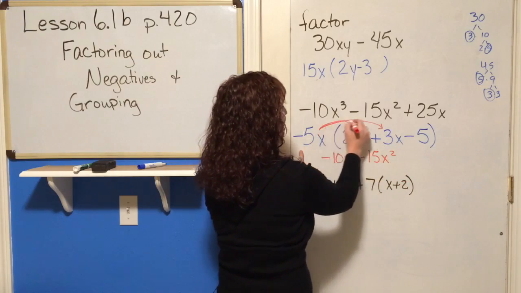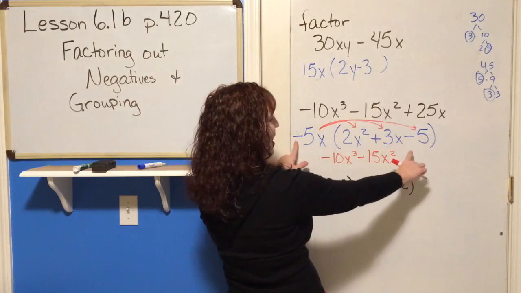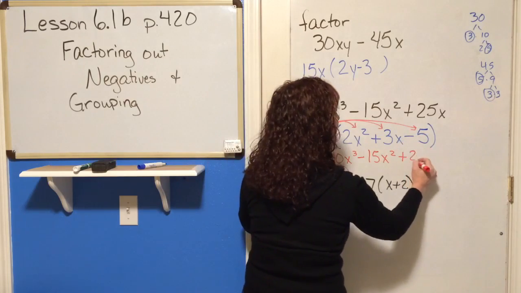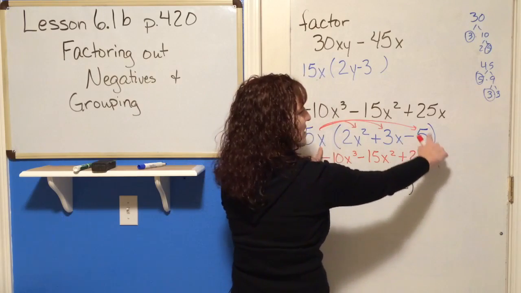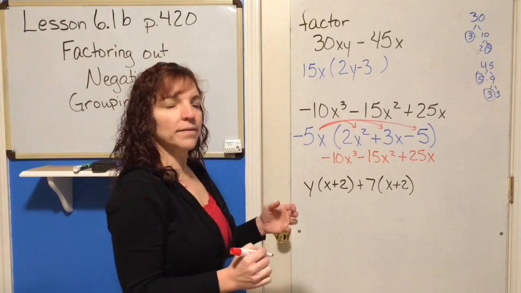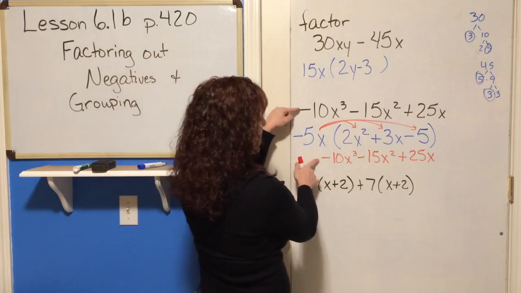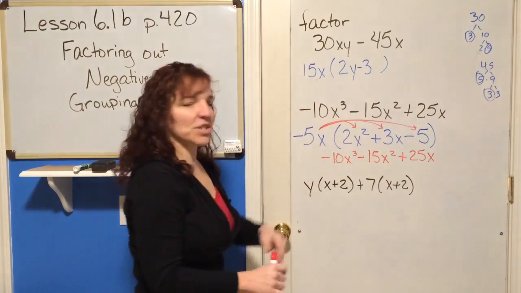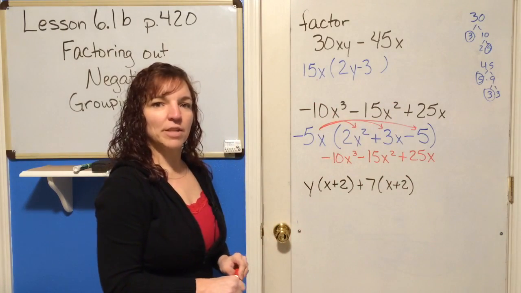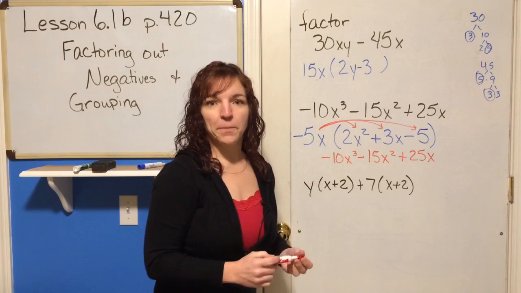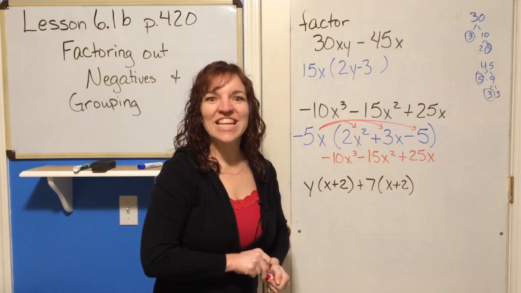And then negative 5x times negative 5. Negative times a negative is a positive. 5 times 5 is 25. And x times nothing is going to be still an x. So x times 1. So then we look to see, yes, our check matches our original, so we are correct. All right, that's how you can always check to see if you've factored correctly. All right, you ready to move on to the next thing?